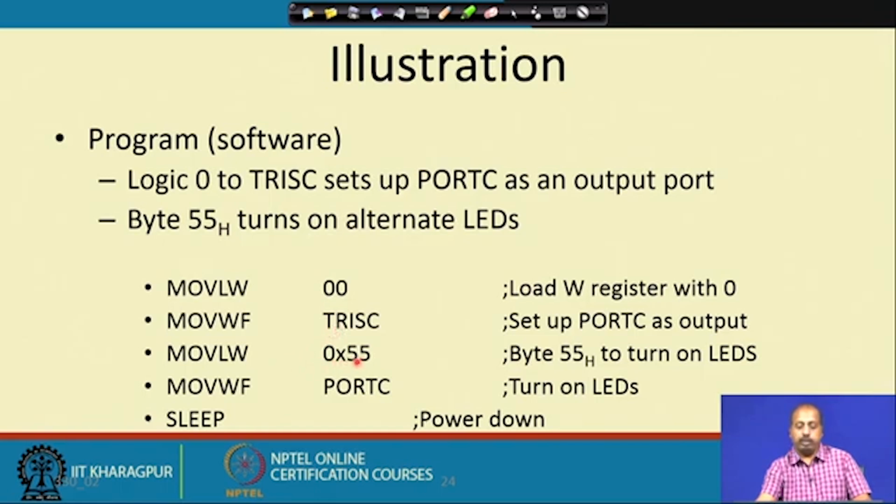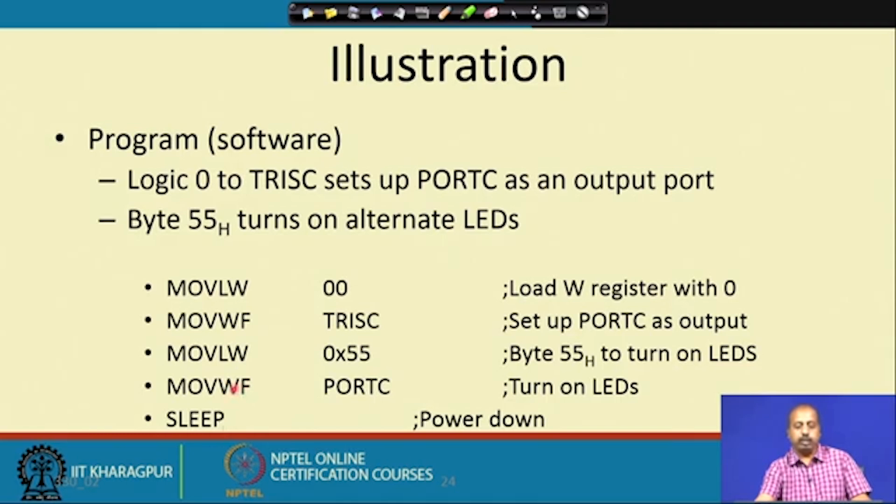Then we are outputting this 55 hex, so that alternate LEDs will be on in this pattern. This is moved onto the W register. You cannot put this pattern directly onto port C, so you have to put it onto the W register and then MOVWF port C. This will turn on the LEDs because this 55 hex goes to port C, and then it goes to SLEEP, that is the power down mode. It is assumed that after turning it on, it goes to power down mode.